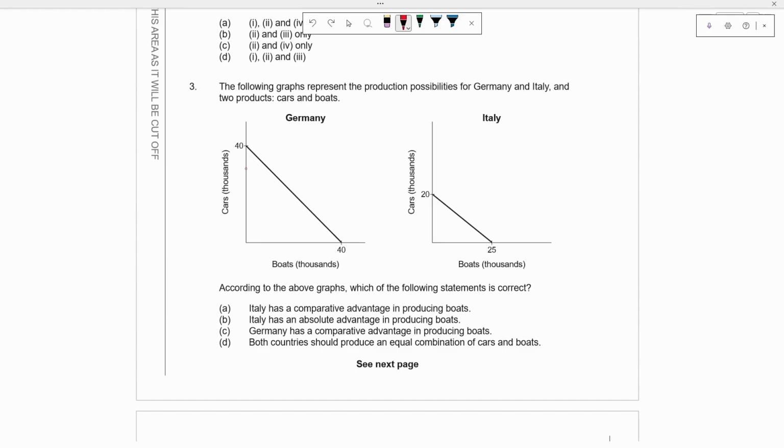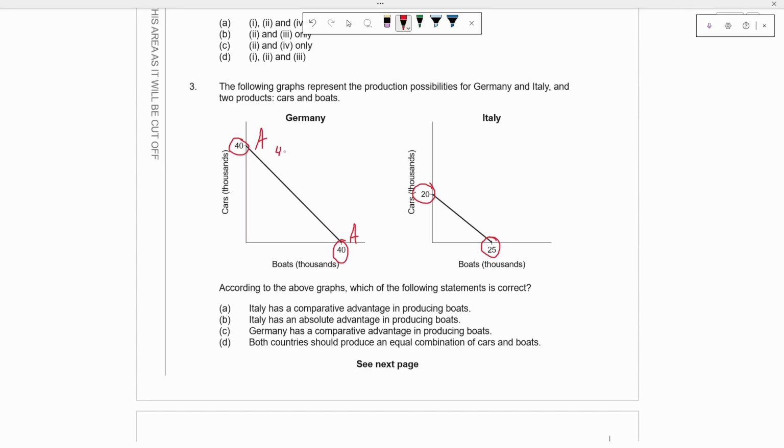Looking at car production, Germany can produce 40,000 cars while Italy can only produce 20,000 cars. Therefore, Germany has an absolute advantage in car production. Looking at boat production, Germany can produce 40,000 boats while Italy can produce 25,000 boats. Therefore, Germany has an absolute advantage in boat production. Now, to find the comparative advantage, you would have to calculate the opportunity costs.